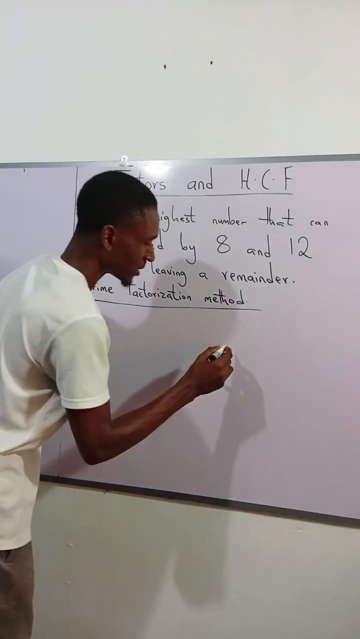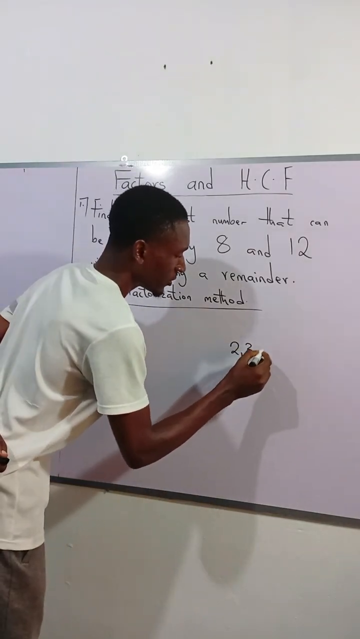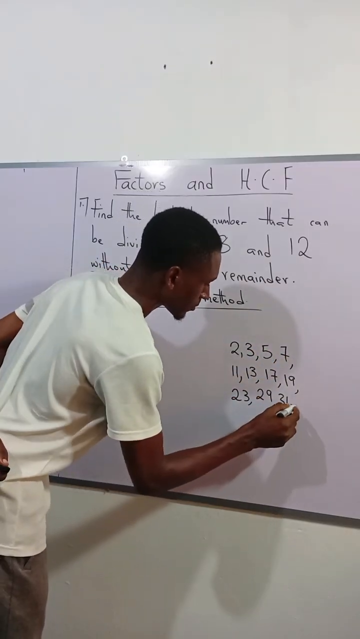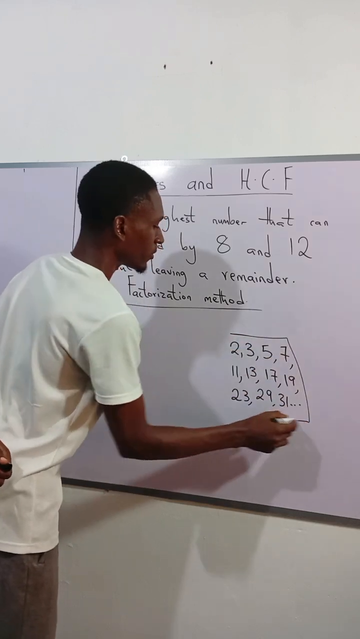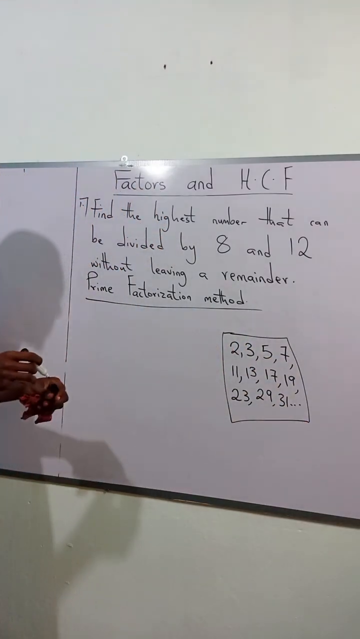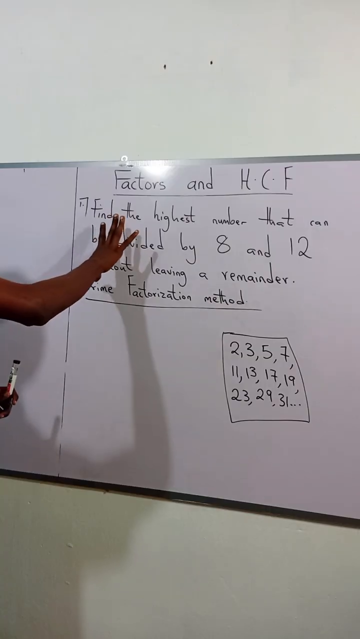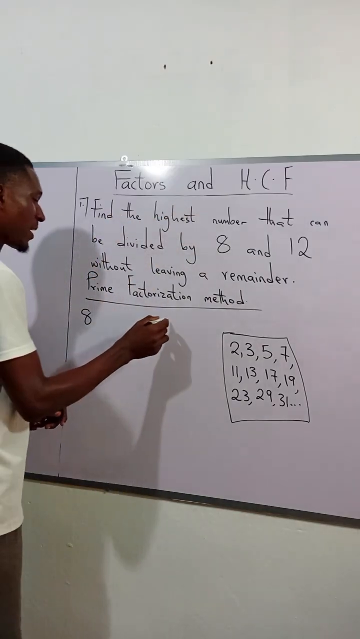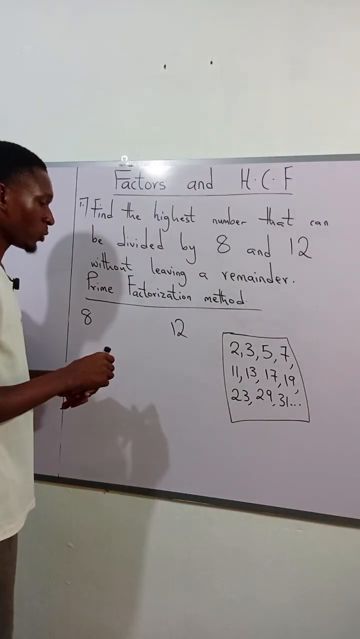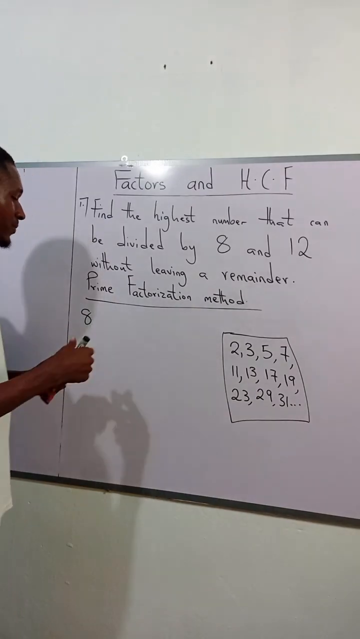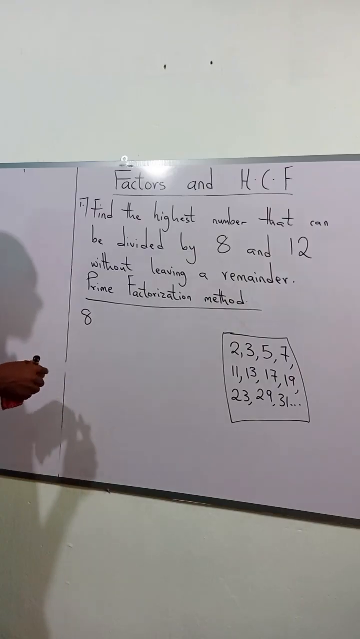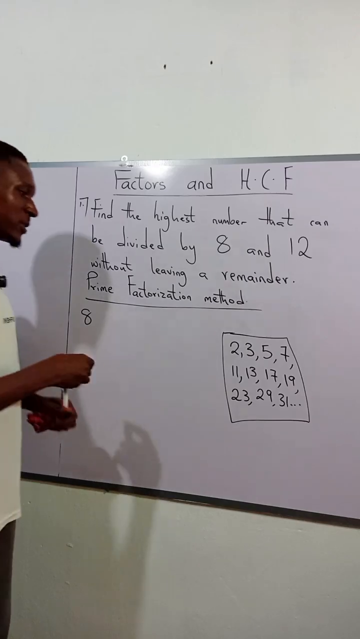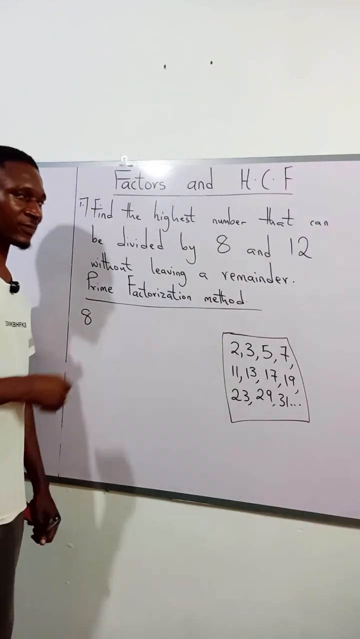I think I have to write the prime numbers somewhere here so that you can be seeing them for the purpose of this class. So these are examples of prime numbers and we are going to be using them. Now we are looking for the highest common factor of 8 and 12. What we do is we have to break these numbers down. We have to break them down to what? Prime numbers. First of all, we are going to check, can we multiply 2 to get 8?